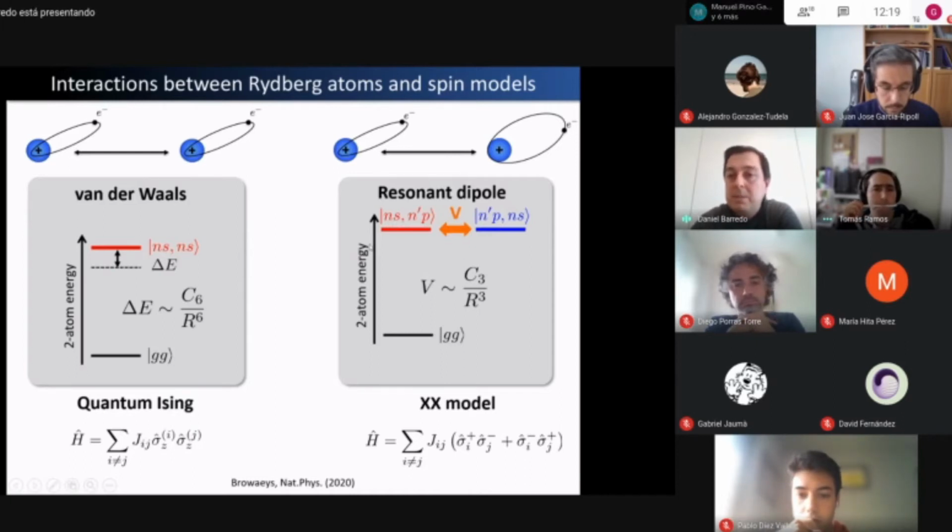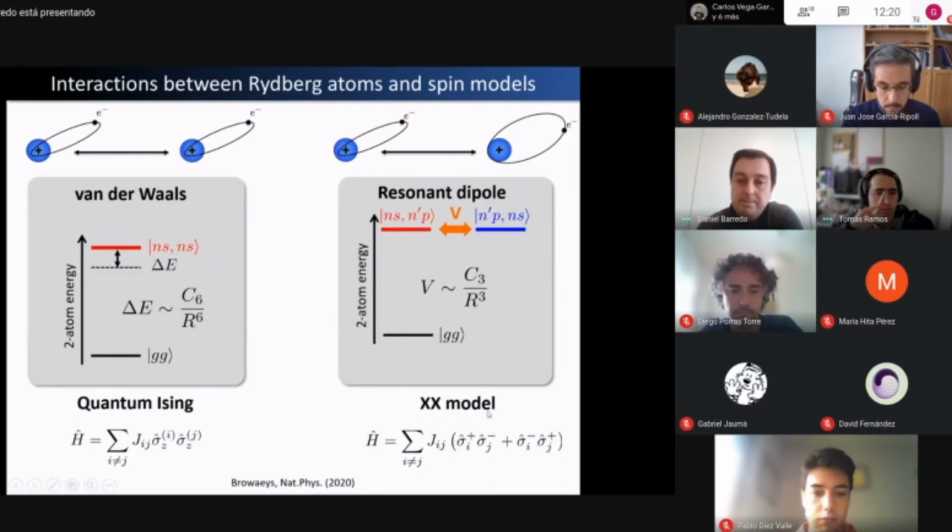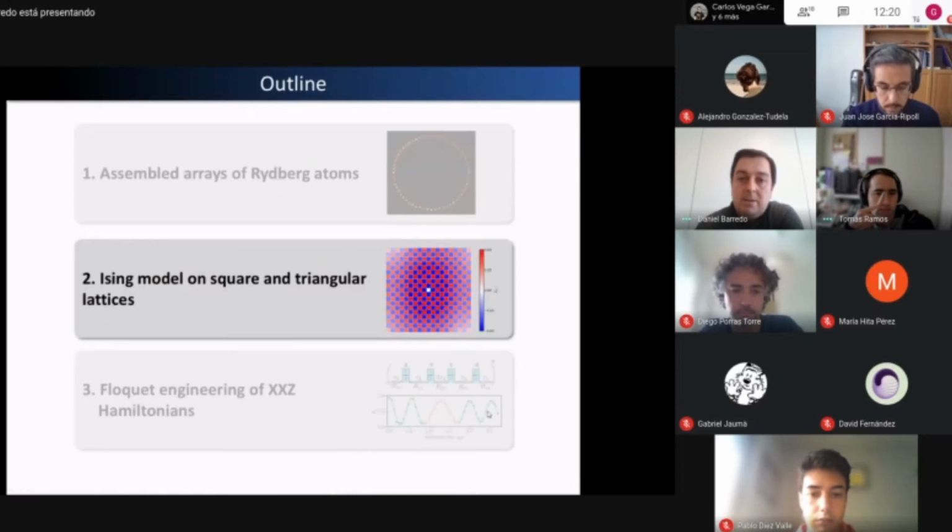So if you have one atom in S and the other one in P, then the interaction flips the excitation, and finally you will have one excitation in P, and the second one in S. It's a flip-flop kind of exchange Hamiltonian, and then you can engineer what we call the XX model.